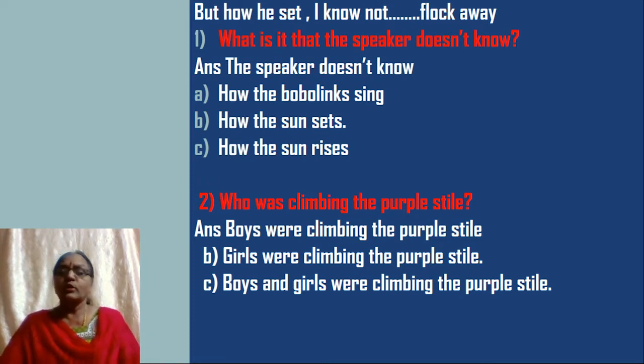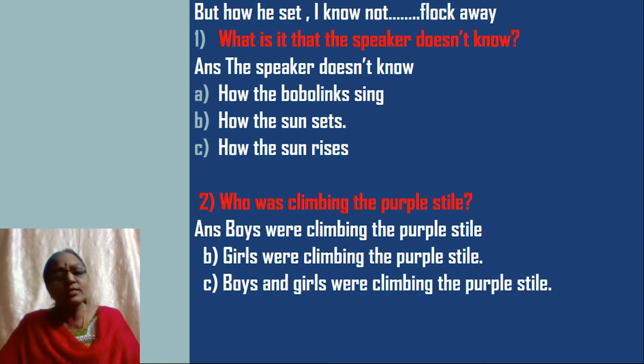So the choices are: how the bobolinks sing, how the sun sets, how the sun rises. What is it the speaker doesn't know? How the sun sets. So you're going to click on B. Is that clear?